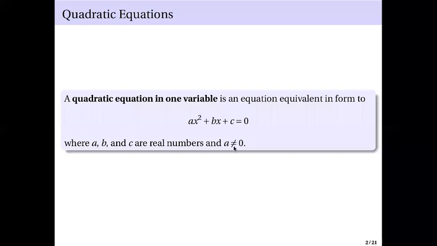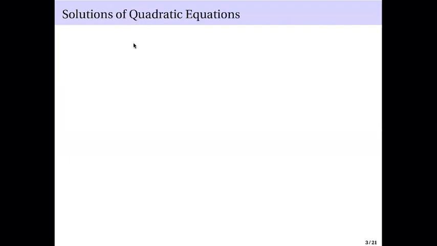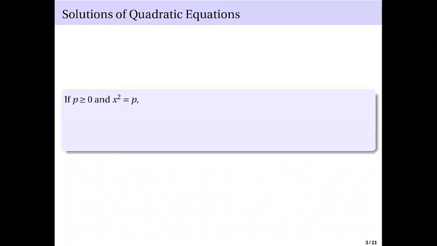So notice this assumption, a not equal to 0, because if a equals 0, then at the very most, we will only have a linear expression. So we don't want the coefficient of x squared to be equal to 0, so that the term x squared appears in the equation. Our goal is to solve this type of equation, and I will be presenting some methods on how to solve these quadratic equations. Okay, so solutions of quadratic equations.